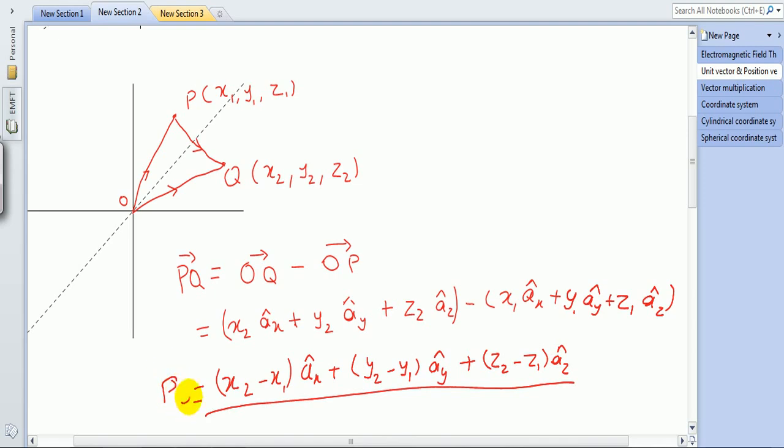Distance vector PQ. This is how we can find out the unit vector and the position vector, and also the distance vector for two positions like P and Q. So this is the PQ vector.